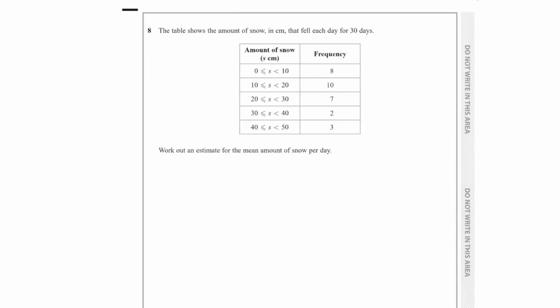Density, mass, volume, by the way, that formula you do need to actually memorize. Or the formula triangle, however you want to memorize it, you do need to know that. It's not on any of your formula sheets.